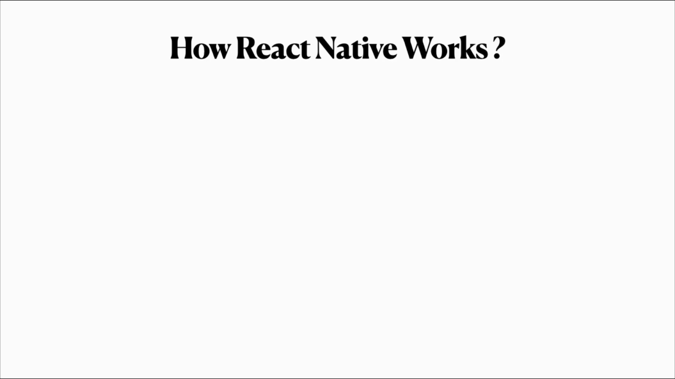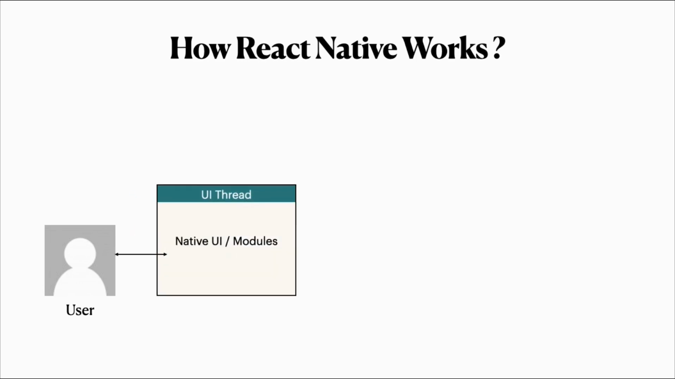Now let's discuss the architecture of React Native, basically how React Native works internally. Let's imagine that a user has an Android phone and a React Native mobile application is running on this phone. The user is interacting with the UI thread of the React Native mobile application. The UI thread talks to the native UI and the native modules. The native modules give certain functionalities, like Bluetooth or the phone camera.